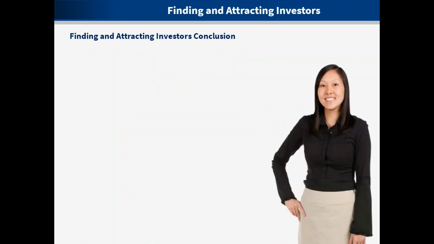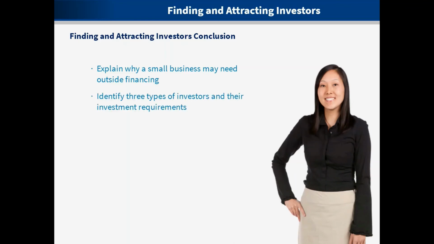That was a lot of information about some relatively complex concepts. Let's review. A small business may need outside financing when it is not possible to expand based on operations cash flow alone. Startup businesses may need outside financing to fund their startup costs. Outside financing can come in the form of a traditional debt or through investors. We discussed 3 types of investors: angel investors, venture capital investors, and non-professional investors.